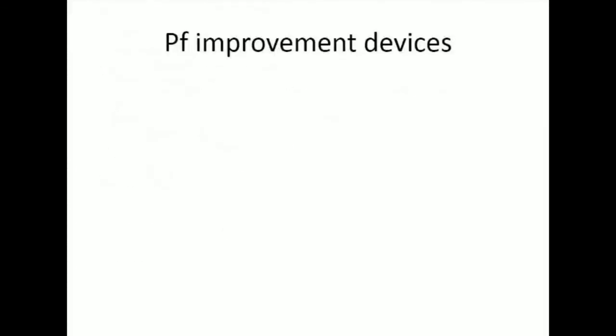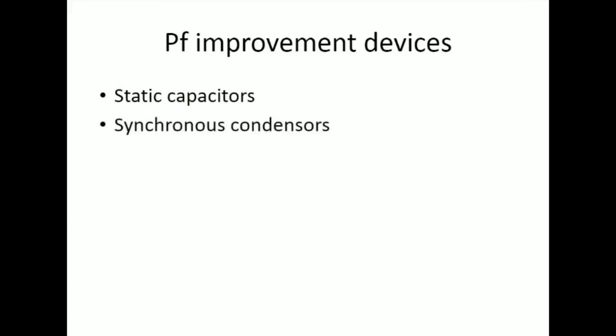Power factor improvement devices, examples are static capacitors. By introducing capacitors, we can improve the power factor. Then synchronous condensers: an overexcited synchronous motor in the no load condition can act as a power factor improvement device. Then phase advancers. These are the three techniques for power factor improvement.